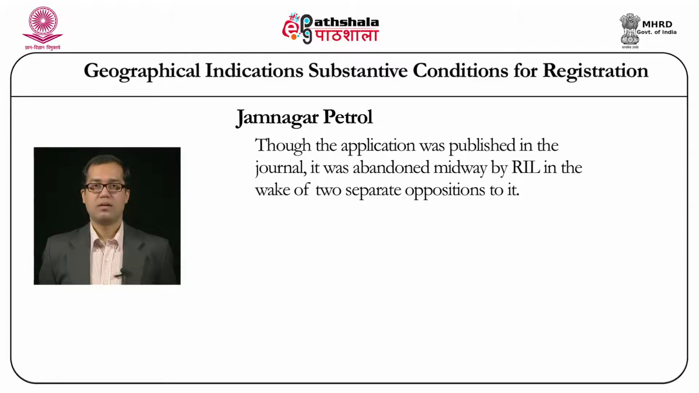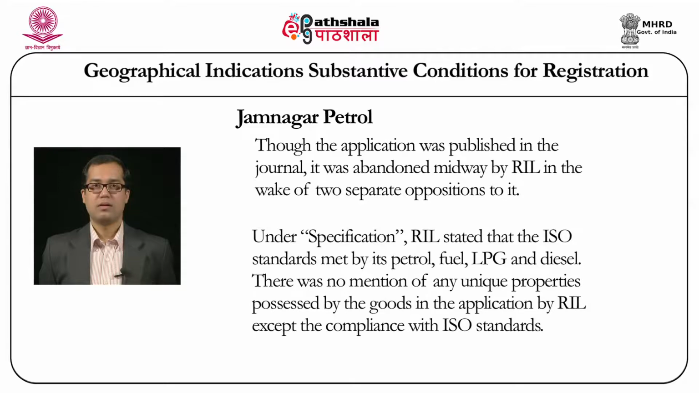Section 11(2) of the GI Act mandates an application to contain a statement that proves or establishes the GI, to designate the goods as originating from the concerned region in respect of specific quality, reputation and other characteristics of which are due exclusively or essentially to the geographical environment with its inherent natural and human factors. Under specification, RIL stated the ISO standards met by its petrol, fuel, LPG and diesel.